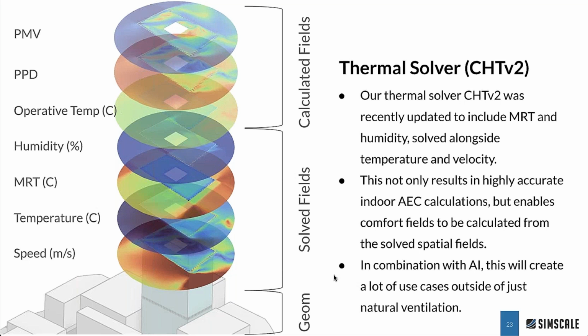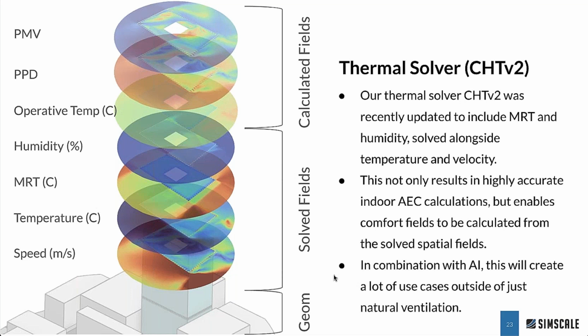not only can we solve all of these fields, so we've actually enabled mean radiant temperature and humidity recently into our conjugate heat transfer solver. So spatially, we can assess using computational fluid dynamics, speed, temperature, mean radiant temperature, and humidity, all coupled in a single simulation, which is really advanced. I really love these new capabilities. And then on top of that, we can calculate fields such as operative temperature, predicted percentage of dissatisfied, and also predicted mean vote to understand what the perceived comfort of a person actually is within those indoor spaces.